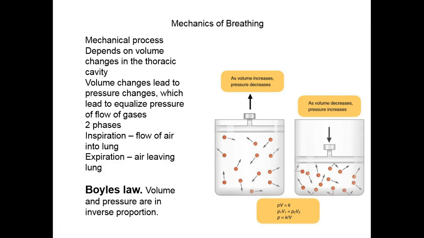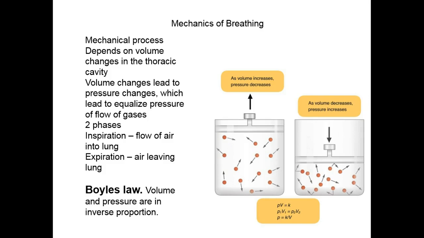Volume, so the size of the thoracic cavity, and you can physically see that on yourself: when you breathe in, your thoracic cavity expands in size, and when you breathe out, it contracts in size. The volume changes lead to pressure changes. The atmospheric pressure is the weight of air, and that tends to be 760 millimeters of mercury.